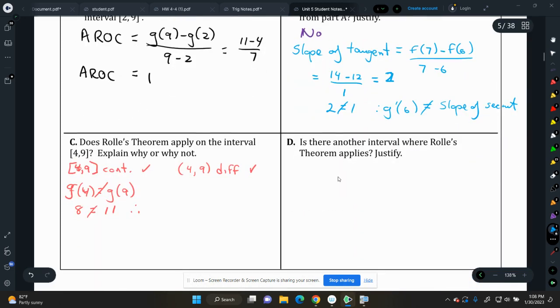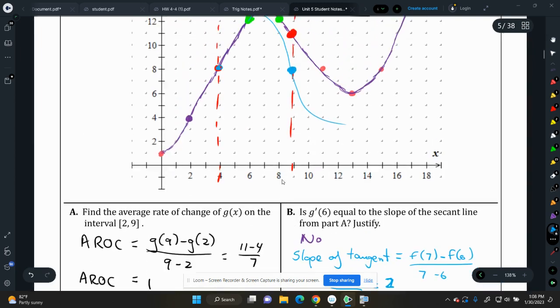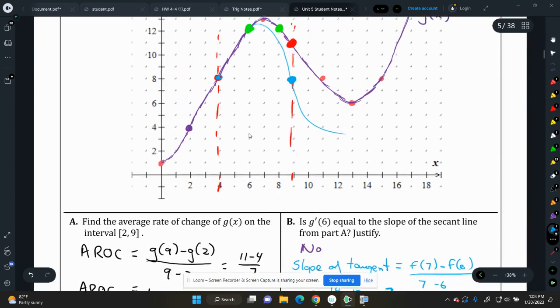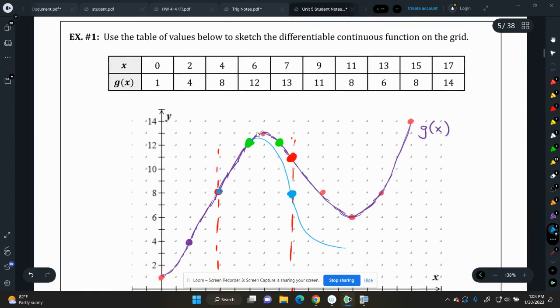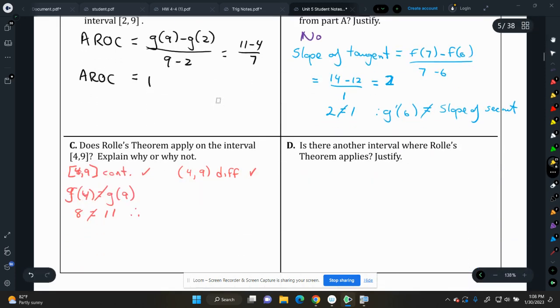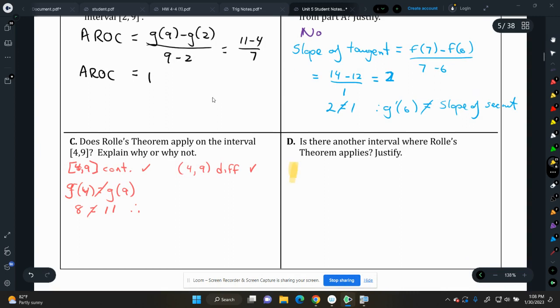All right, the next question, we already answered that. Is there another interval where Rolle's theorem applies? Yes, we could make the interval, the best way to do it, use the table right here. Like 4 to 11. 4 to 11, right. Yes. All right, I'm going to say 4 to 11. Okay.